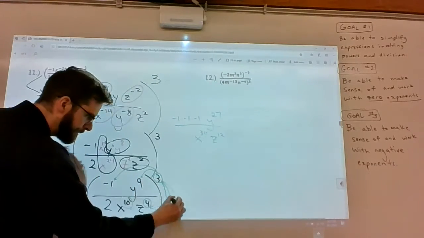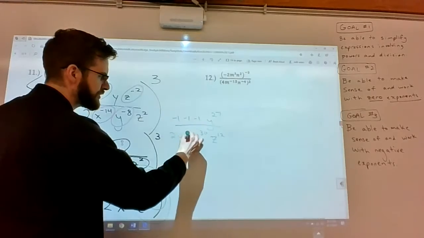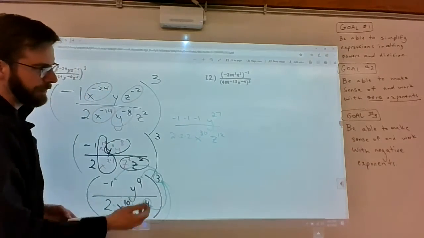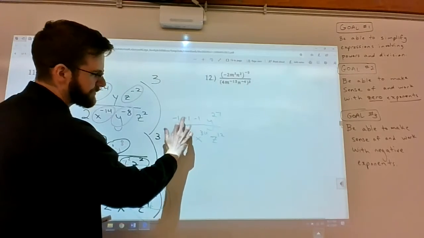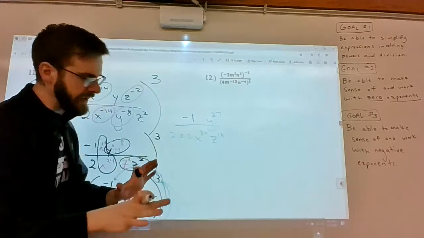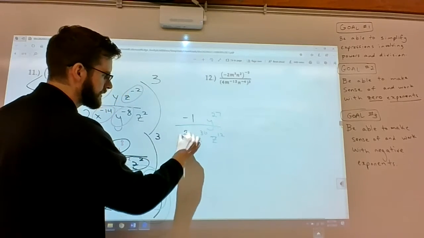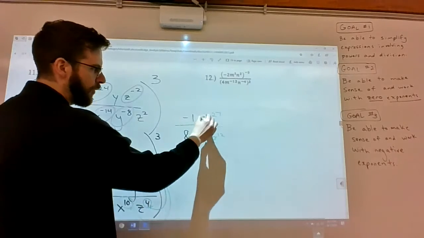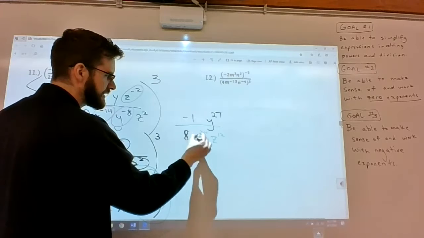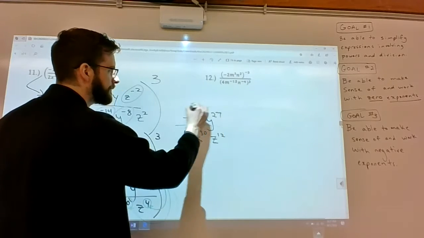And then you've got 2 to the third power, or 2 times 2 times 2 on the bottom. Which you could probably just simplify as negative 1 times negative 1 times negative 1 is negative 1 in one step. And then 2 times 2 times 2 is 8. All right, so it's negative 1, y to the 27, over 8, x to the 30, z to the 12.